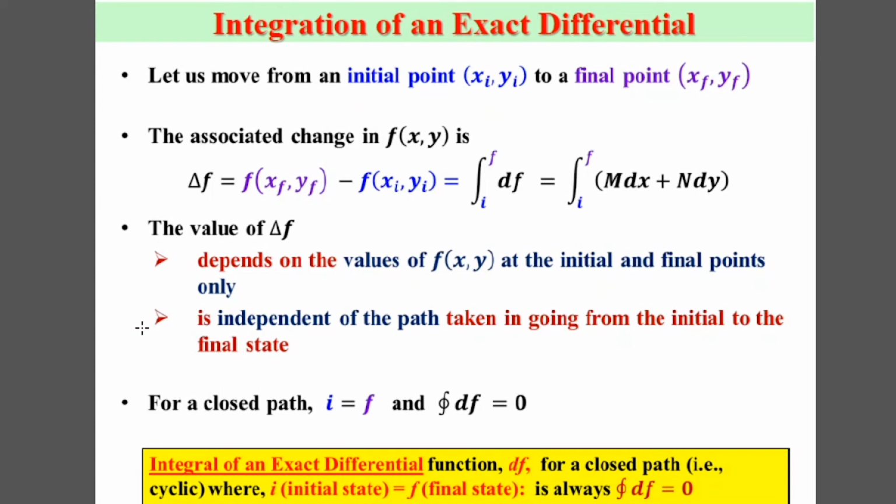In a closed process the initial point becomes the final point. So over a cycle, if it is a state function, a perfect differential or exact differential, then over a cycle it should become 0. The integration of an exact differential df for a closed system or a cyclic process, where the initial and final states are equal, is always going to be the integral of df over a cycle equal to 0. This is how you represent it.